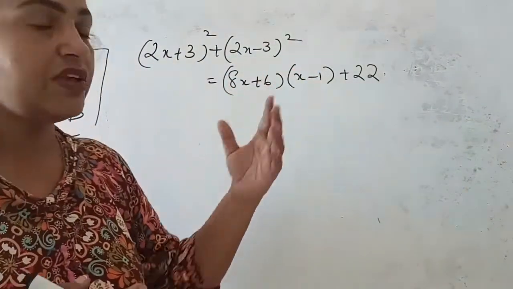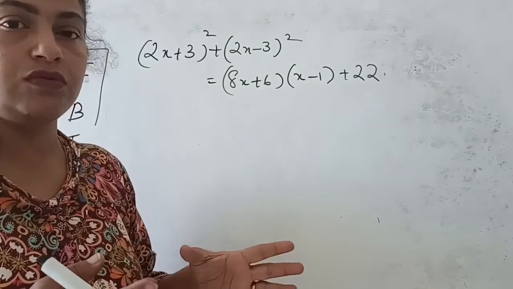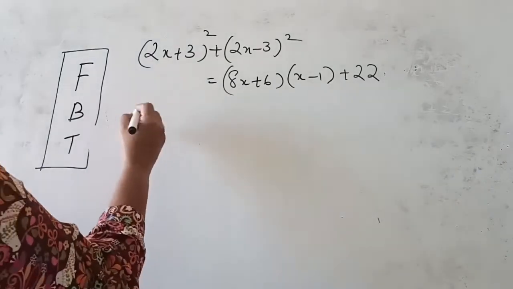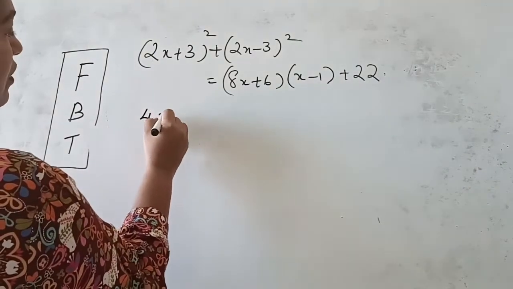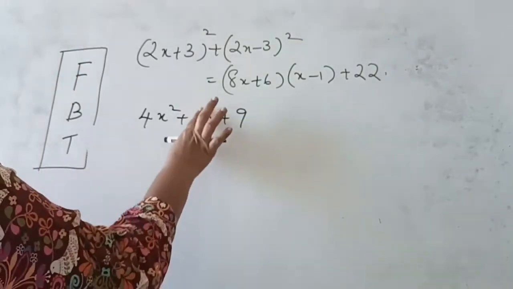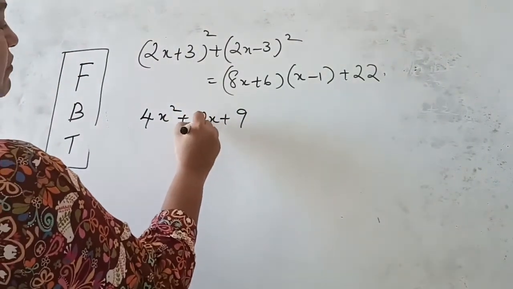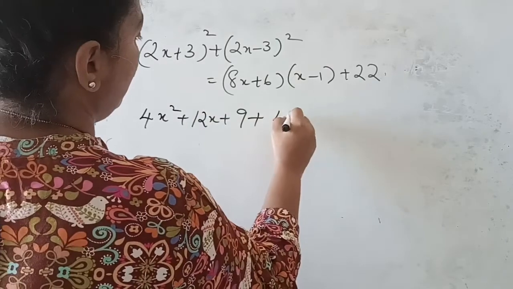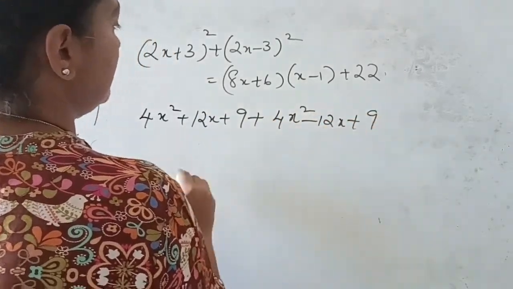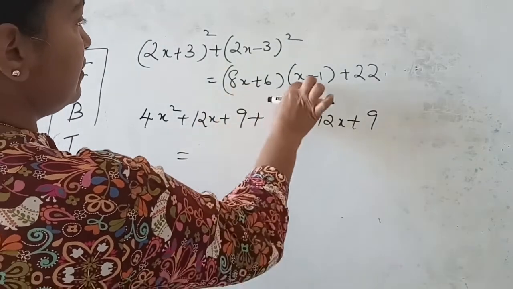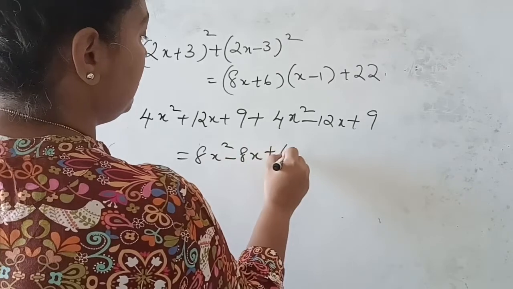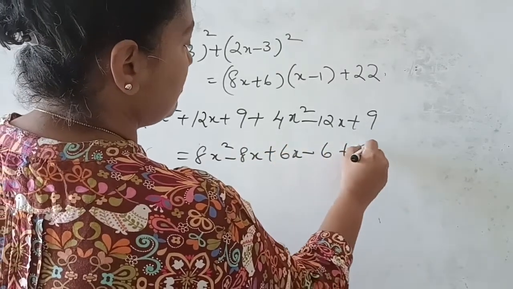Now, step 1, are there any fractional terms? No. So I can move to step 2. What is step 2? Open all the brackets. So here I will get 4x square plus 12x plus 9 plus 4x square minus 12x plus 9 is equal to 8x square minus 8x plus 6x minus 6 plus 22.